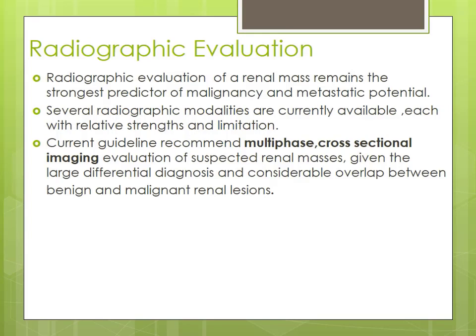Now coming to the malignant renal tumors. Now the radiology of malignant renal tumor is very important because it is the strongest predictor of malignancy and metastatic potential. We perform radiology in every malignant renal tumor. We have several radiographic modalities, each with some relative strength and limitation. However, the current guidelines recommend the use of multi-phase cross-sectional imaging for the evaluation of suspected renal masses because we have a large differential diagnosis and there is a large overlap between the benign and malignant renal mass. So cross-sectional multi-phase imaging should be done in every malignant renal mass.